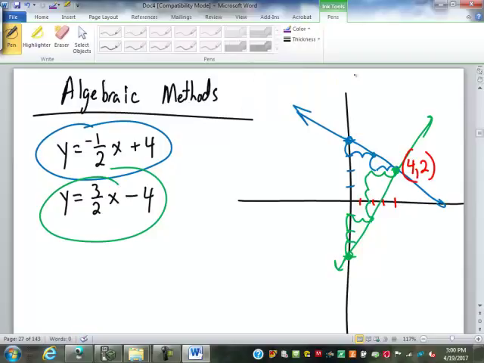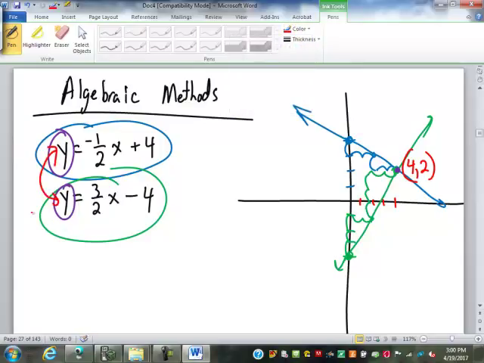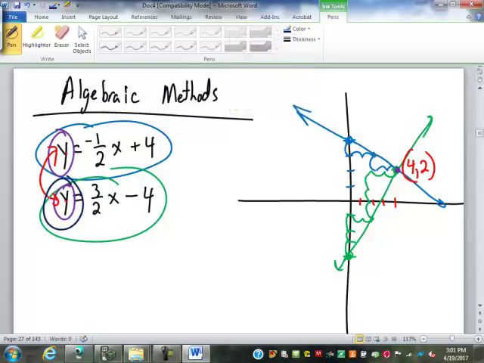But now, what we know about this point is that the y value of this equation has to equal the y value of that equation. So in other words, those two y's are equal to each other. We happen to know that both of them equal 2 in this case because we've solved it already. But even if we haven't solved it, we know that this y has to equal this y. So what I can do is substitute this y into that equation. But this y is equal to 3/2 x minus 4.